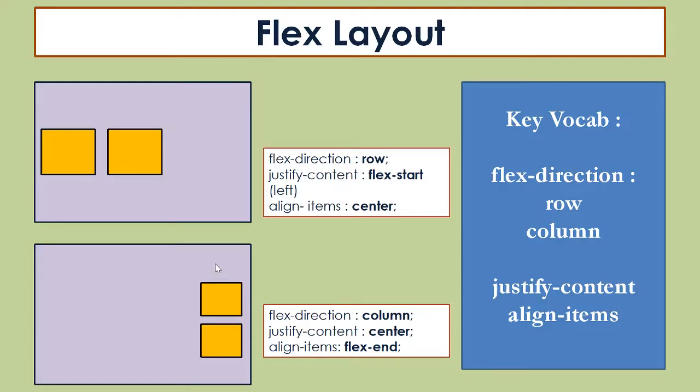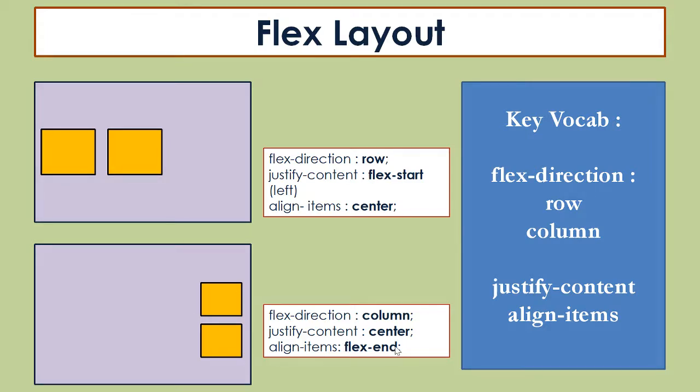Because the boxes are going from top to bottom, it's column, so it's not row. The justify content, well, the horizontal line for columns is not this way anymore, it's actually this way. It changes. So the justify content for the column is center, because we've centered it here. Now the align items in this one goes this way. So the align items property is on the right, which is flex end.